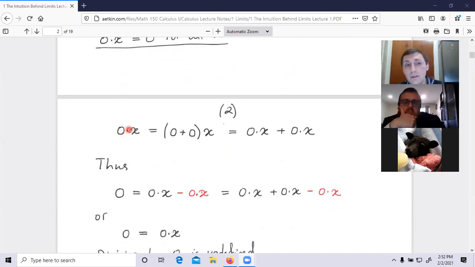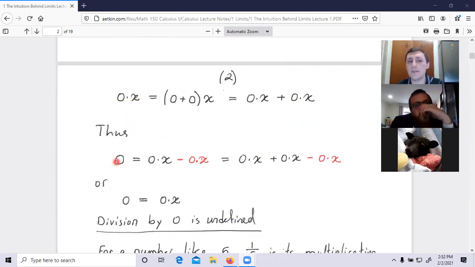Okay, guys, so zero times x, do you agree that if I write zero times x or zero plus zero times x, it's the same thing? Yes? Same thing. So I can distribute the x to each of the zeros, and I have zero times x is equal to zero times x plus zero times x. I'm doing a sort of algebra here. So if I subtract zero times x from both sides, look at it. If I take zero times x minus zero times x, whatever that might be, if I remove something from itself, I get zero. On the other side, I have zero times x plus zero times x minus zero times x. And it follows that zero is equal to zero times x.